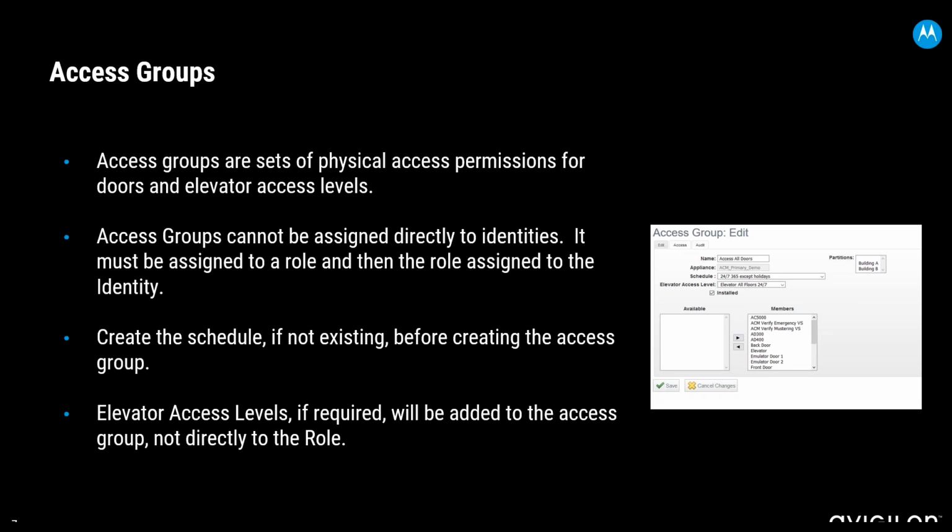As I mentioned before, access groups cannot be assigned directly to identities. So you need to make sure after you create your access groups that you put them into a role, and then the role can be assigned to the identity. When you create access groups, of course, if you mess up and don't create the schedule first, it's not a huge deal. It's just when you configure the access group, you need to select the appropriate schedule. So if you forget, you'll just need to save the access group, go create the schedule, and then come back and add the schedule to the access group.